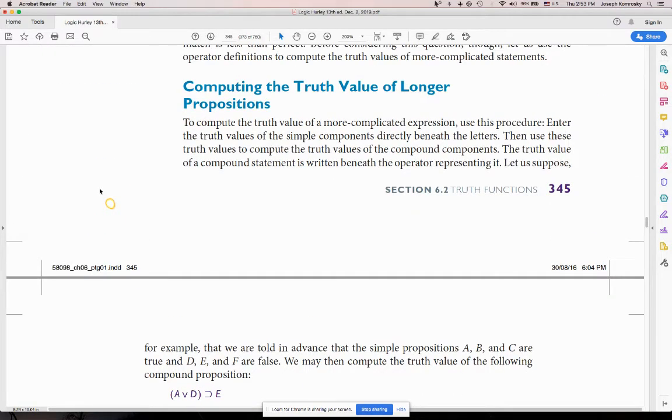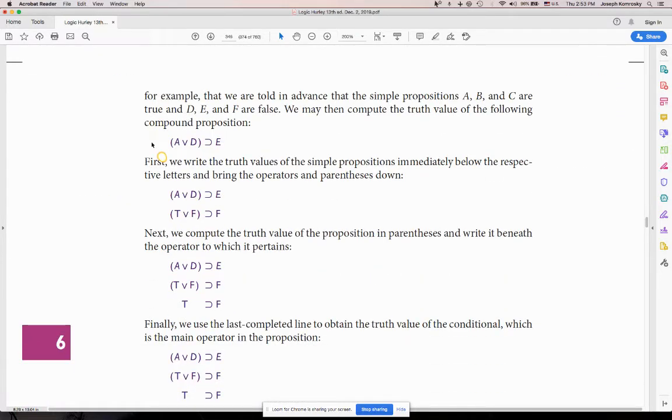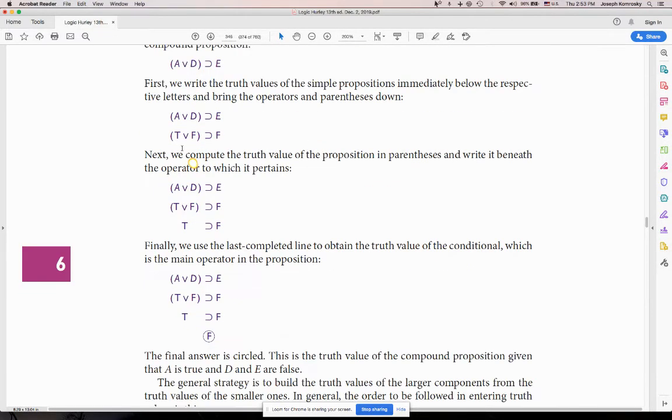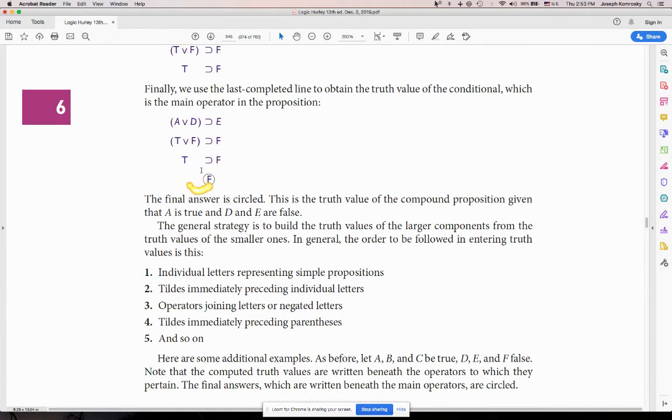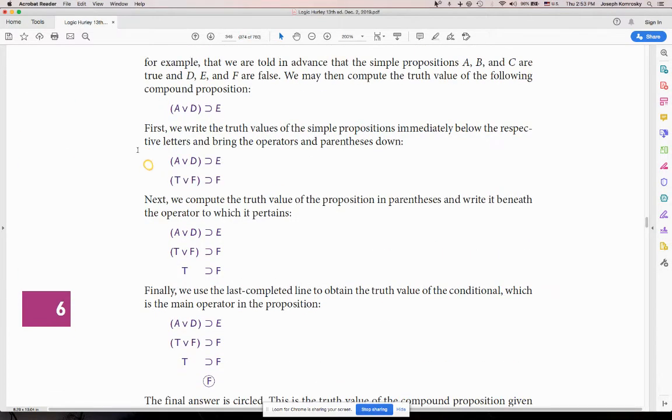Oh, yeah. So computing the truth value of longer propositions, all that's saying is, hey, up above, I gave you examples when you just had one operator, right? Now Hurley's going to give you two. He's going to say, you have to compute the truth value of this guy and this guy. Well, which one do you do first? Everything in the parentheses. Do everything in the parentheses first, then you get your answer, then you do the horseshoe symbol. So he's going to break this down very slowly all the way to the end. And I'll do one of these with you, and then we'll do examples in your homework.